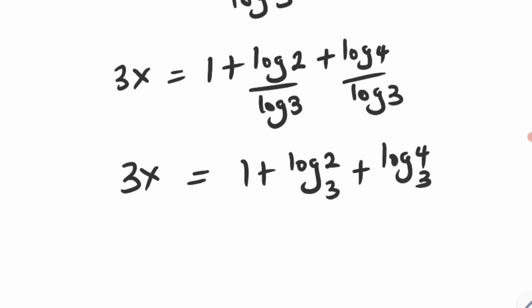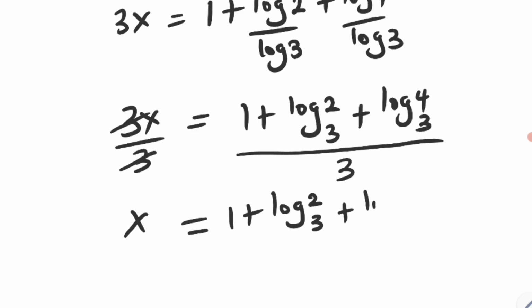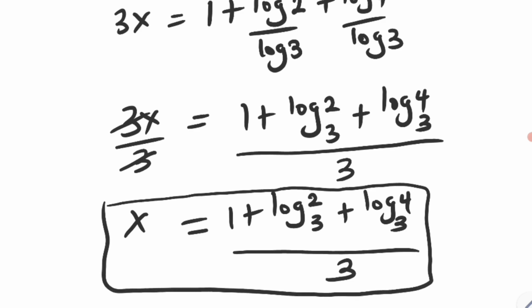But we are looking for the value of s. Let us divide both sides by 3. This divided by 3 and this divided by 3. This 3 cancels this 3. s is equal to 1 plus log 2 base 3 plus log 4 base 3, then over 3. This is the final answer. We may check to confirm if this answer is right or wrong.